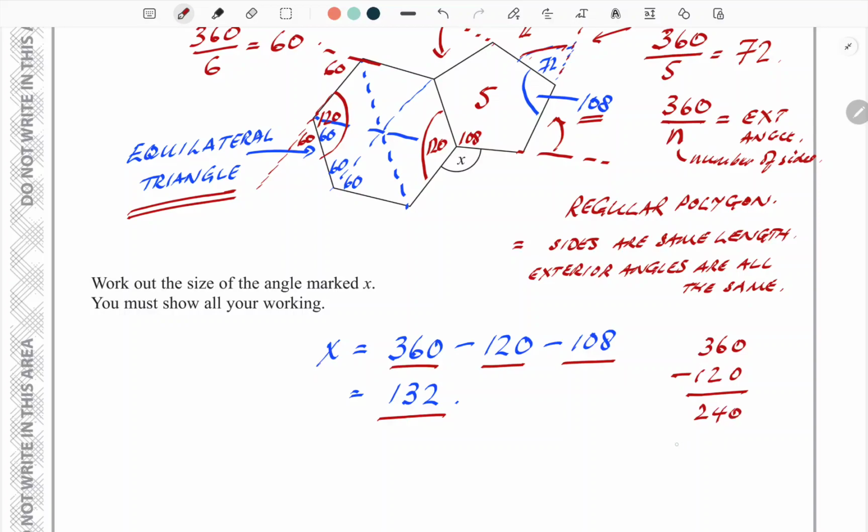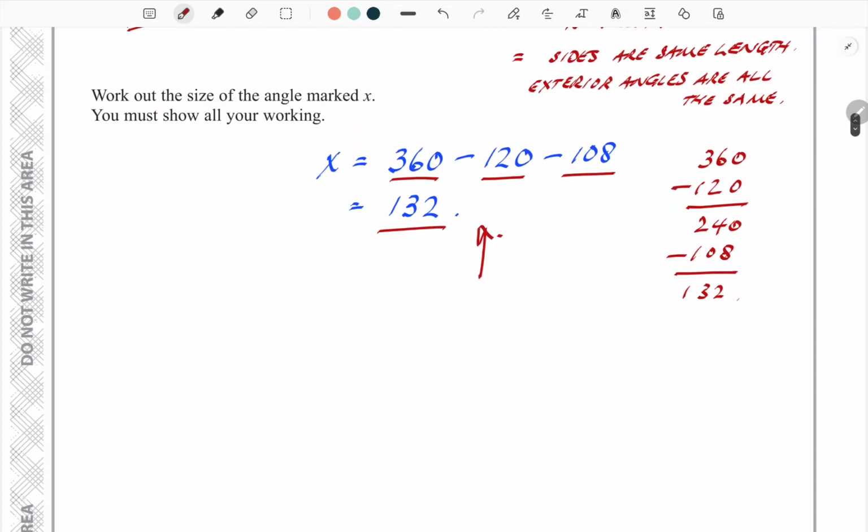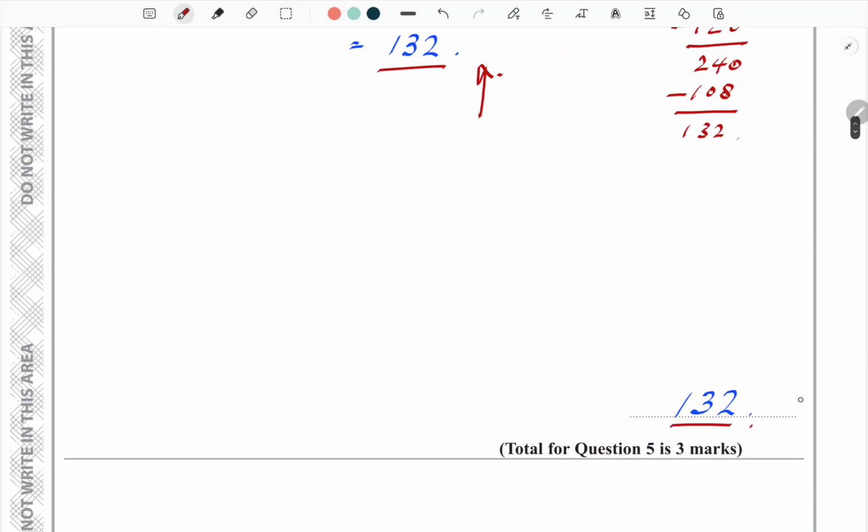Take 30 seconds and do extra working out if you want. Do extra or even over the top working out rather than too little. You don't want to risk losing any marks. But what I've done here is actually perfectly sufficient. So the answer is 132.